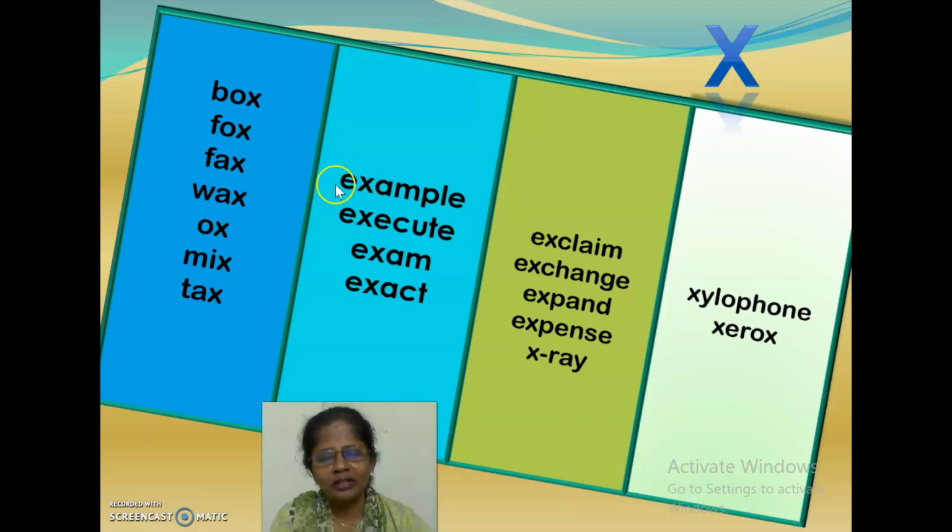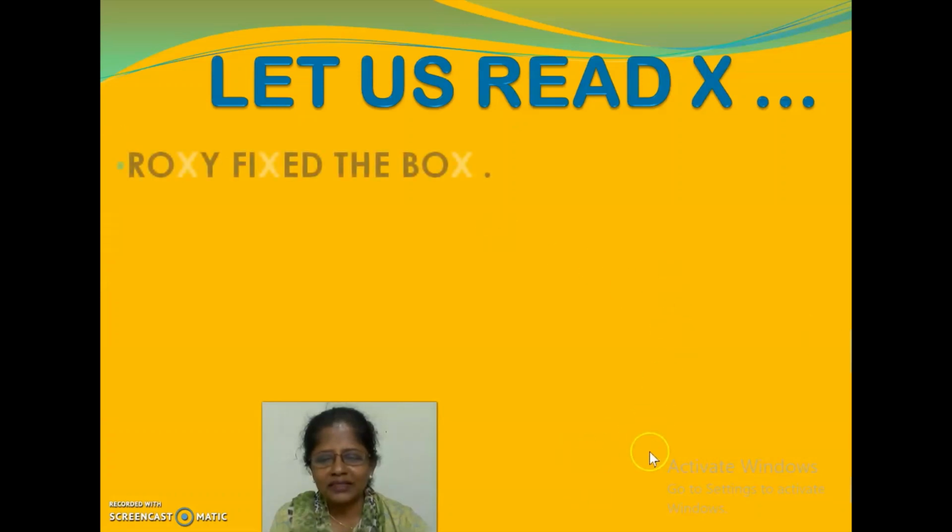And when you have X next to the E especially, it takes the 'gz' sound. Example, execute, exam, exact. Can you repeat after me? Example, execute, exam, exact. And here we have the 'ks' sound: exclaim, exchange, expand, expense, X-ray. And here you make the 'z' sound: xylophone and Xerox.